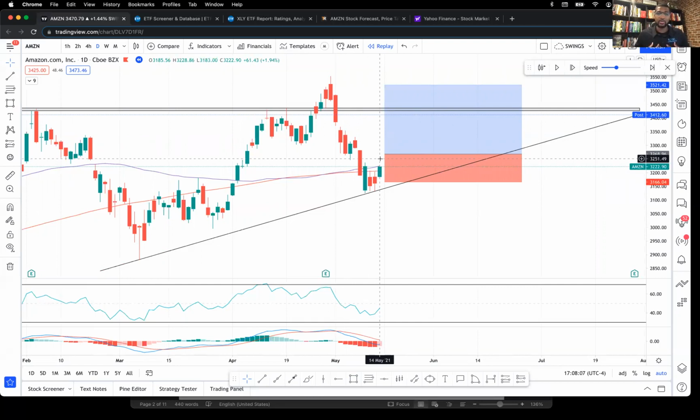My question to myself is, at what point do I want to buy in? Do I want to wait until the 50 moving average gets crossed? Or do I want to jump in now, anticipating that it's going to cross it and just try to get it in at the best price, right?